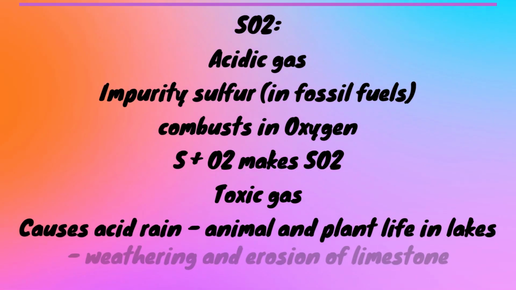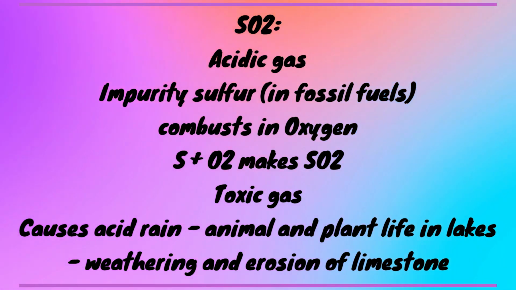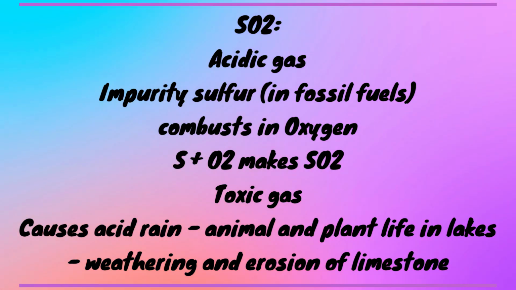We then have sulfur dioxide, or SO2. This is an acidic gas that forms when the impurity sulfur in fossil fuels combusts in oxygen. S plus O2 makes SO2. This is your balanced symbol equation for the formation of sulfur dioxide. There are two issues that sulfur dioxide causes. Number 1, it is a toxic gas, and number 2, it causes acid rain.